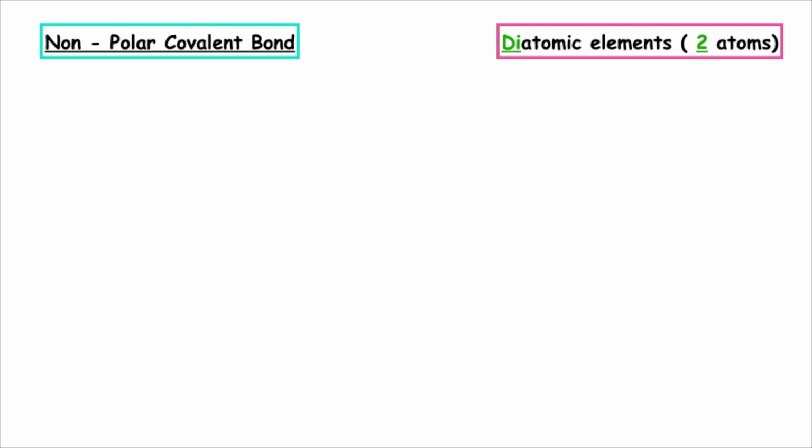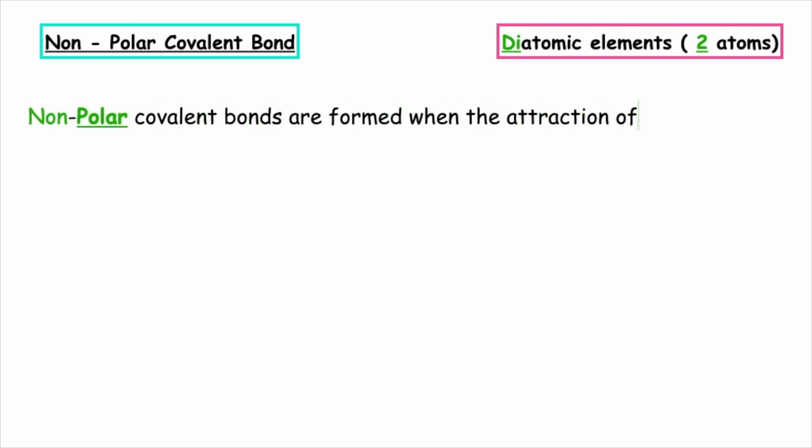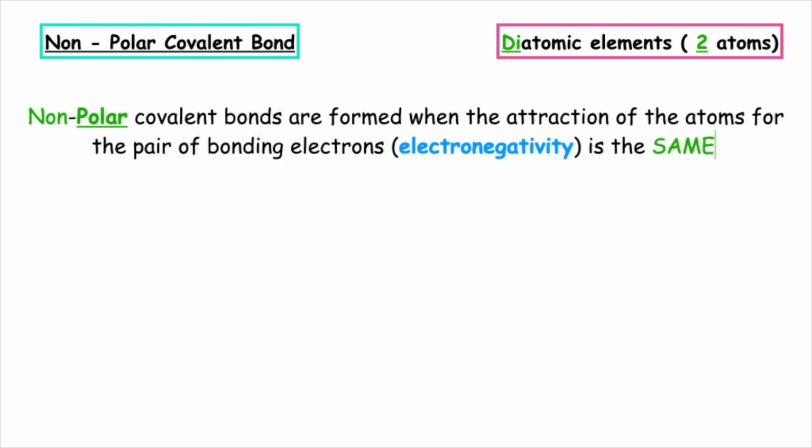So we're going to be looking at the different classifications of covalent bonds. The first one we're looking at is non-polar covalent bonds. Non-polar covalent bonds are formed when the attraction of the atoms for the pair of bonding electrons is the same. So what we can see for the diatomic elements, which are elements which are made up of two atoms of the same element, they will have the same electronegativity value. So if we look at hydrogen, each hydrogen atom has a pull of 2.2, so therefore the electrons will be shared equally within the bond.